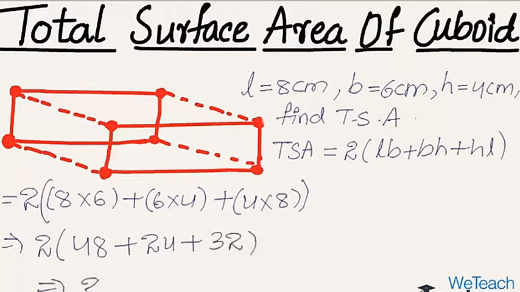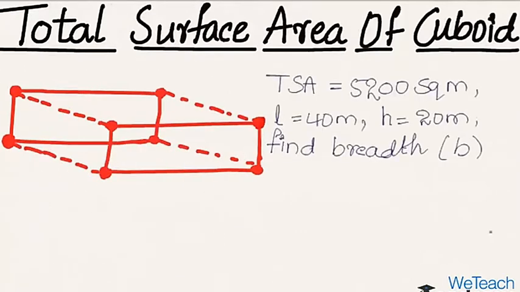So we have to add up the numbers in the brackets. So 48 plus 24 plus 32 will give you 104. So 2 into 104, which is equal to 208 centimeter square, or you can write it as square centimeters also. So TSA is area. So the unit of area is centimeter square.